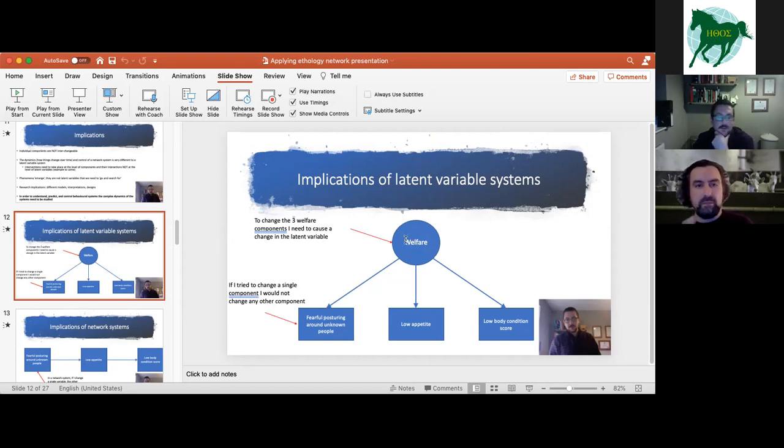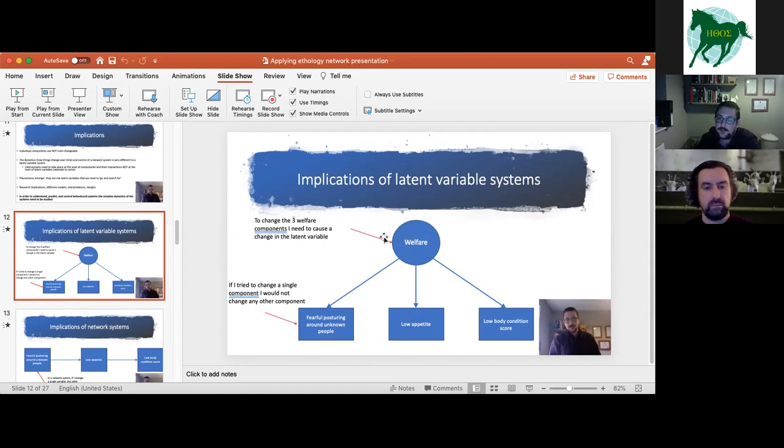Okay, you should still be able to see my slide, don't you? So in this model, if we imagine that we can only go in the direction of the arrows, and I tweak this fearful posturing variable, there is no arrow in the model as it stands to any of the other variables. So there's not an arrow going back to welfare state and then down to low appetite, for example. And maybe this is a very strict, if you like, latent variable model.